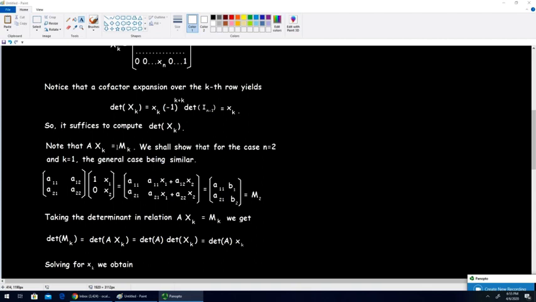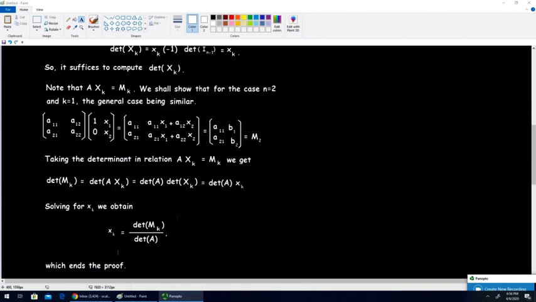Now taking the determinant and using the multiplicativity property of determinants, we obtain the determinant of Mk is the determinant of the product between those two matrices, is equal to the product of the determinants of those two matrices, is equal to the determinant of A times the determinant of Xk. Determinant of Xk is little xk, as we've seen before, and then solving for xk by dividing by the coefficient of xk, which is the determinant of A, we obtain the desired formula. xk is the determinant of Mk over the determinant of A.